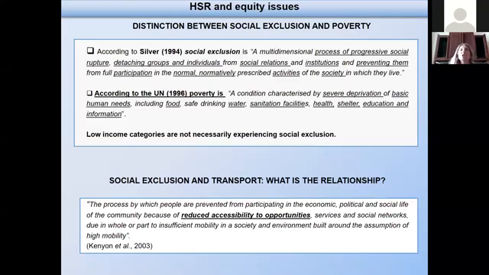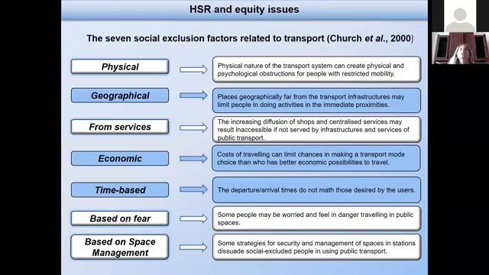So what is the relationship between social exclusion and the transportation system? In the literature, this has been treated as reduced accessibility to opportunities due to an inefficient transportation system. So what I did was to take the 7 factors of social exclusion provided by Church and his colleagues in a famous paper published in the year 2000 in Transport Policy. These 7 principles are applied to the transportation system, and I readapted them to high-speed rail.